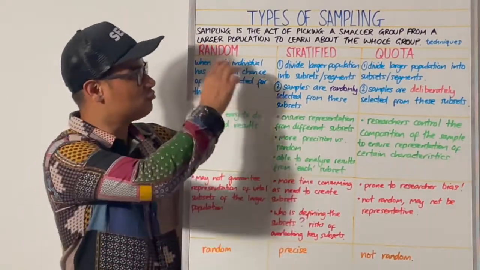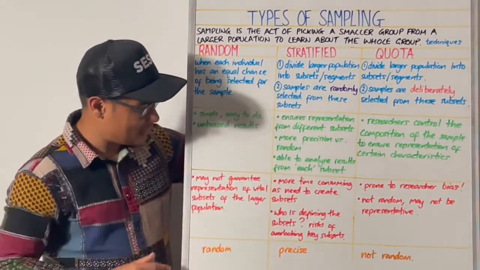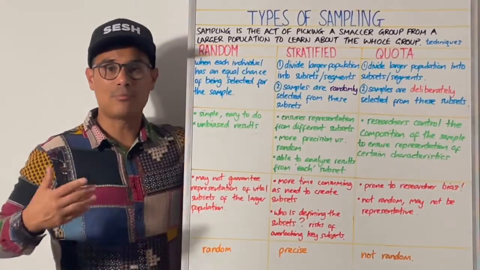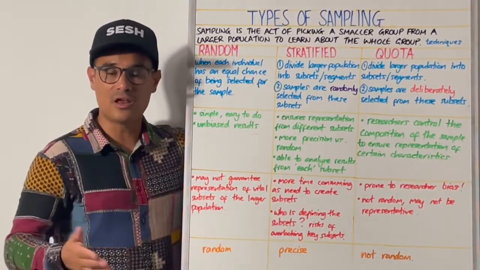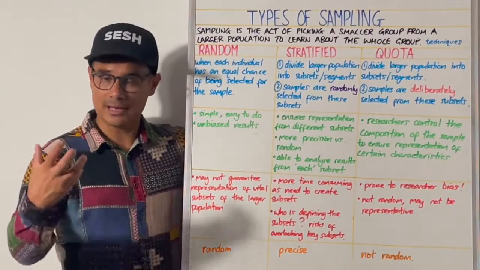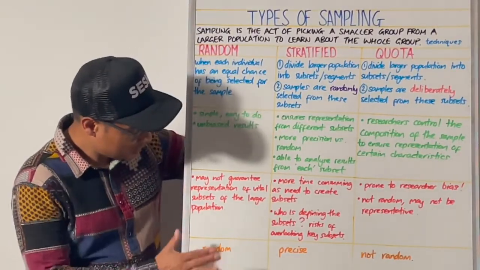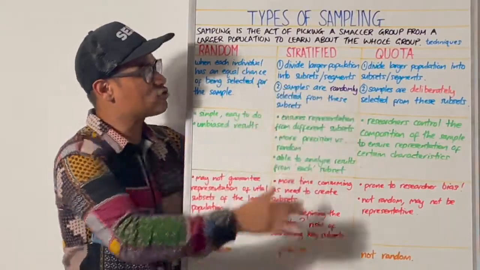The problem, however, with random sampling is that it may not guarantee you have representation across all the subsets, all the segments that you feel are vital in order to get a truly representative sample. So there are problems there. The next one is stratified sampling.